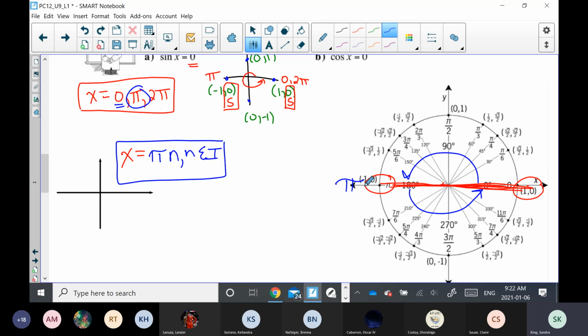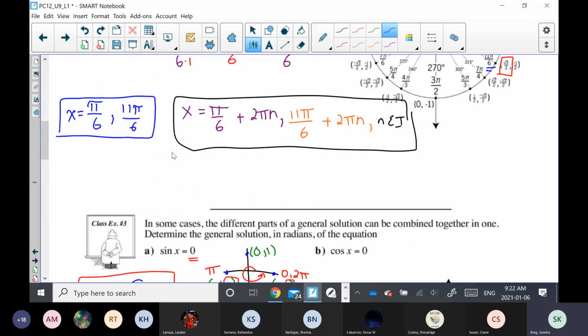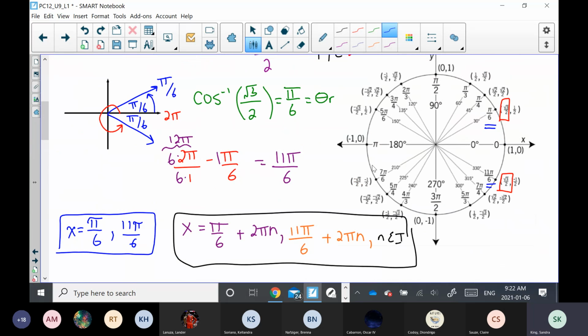Your general solution is going to be different when your two answers are on a straight line and it makes what looks like a propeller. If I went back up to here, my two solutions were here and here. This does not make a straight line. If it doesn't make a straight line, I have to give the general solution for this one and for this one. If it makes a straight line, I could do this alternate method.